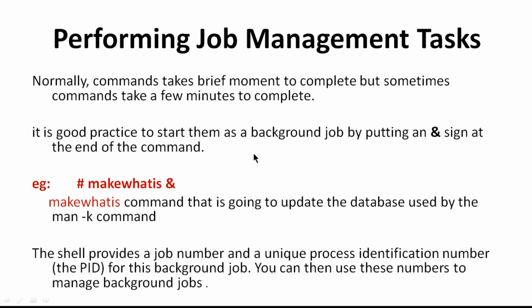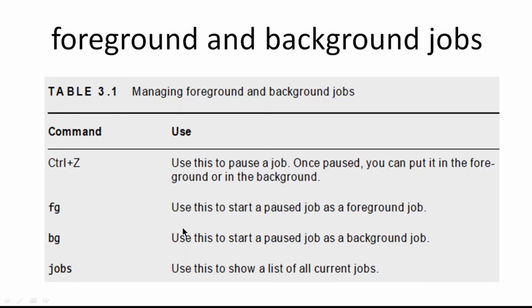command. Whenever a process is being run in the system, every process will have a job number and a unique process identification number, which is defined as PID. All these things are assigned for a process to run in the background, and using this PID number you can manage the background jobs.